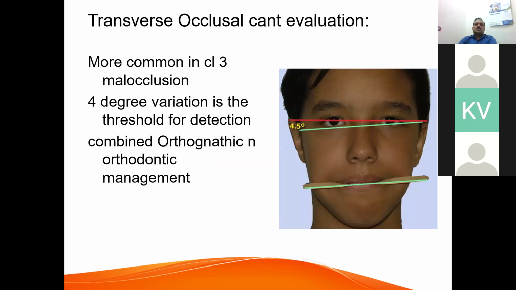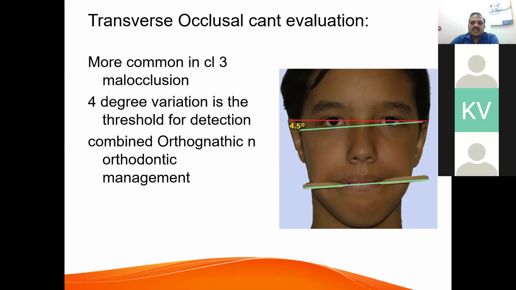Assessment of the occlusal cant. So the study shows that when the cant is approximately 3 degrees, only 50% of the professionals, the orthognathic surgeons and the orthodontists, are able to identify the amount of cant. When the cant level is above 4 degrees, then above 90% of the professionals, the orthognathic surgeons and the orthodontists, are able to identify the problem.